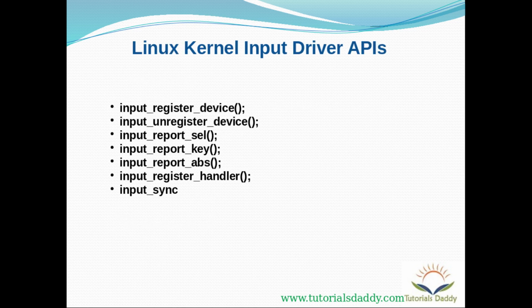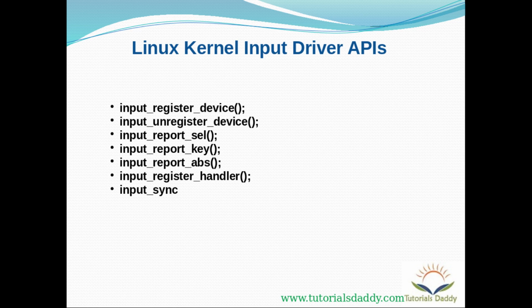Now this is about the Linux kernel input driver APIs. These are the different APIs which we use in our driver, and they are defined by our Linux kernel input subsystem. The first API is input register device. It will register your device with the input subsystem of your Linux kernel. Input unregister will do the opposite of register. It will unregister your device from the input subsystem of your Linux kernel.